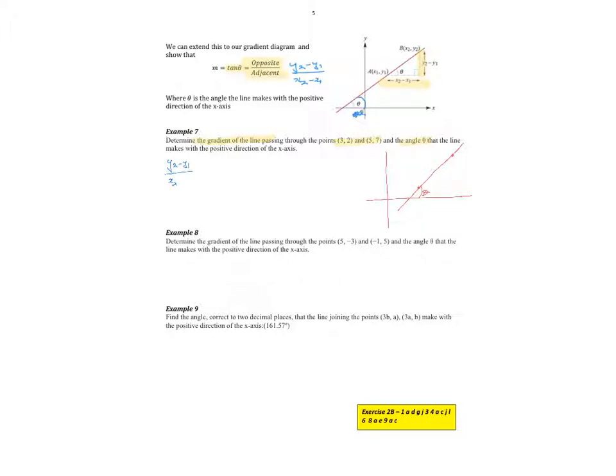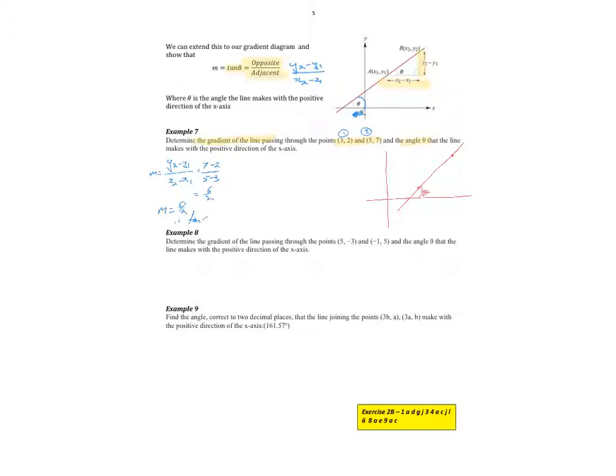y2 minus y1 over x2 minus x1 is equal to our gradient. So let's keep writing it down and label our points 1 and 2. Doesn't matter which order we put them in. So we'll get our y2 minus y1, 7 minus 2 over 5 minus 3, and we'll get an answer of 5 on 2. So that tells me the gradient is 5 on 2.